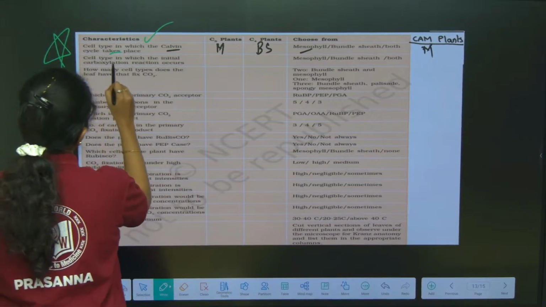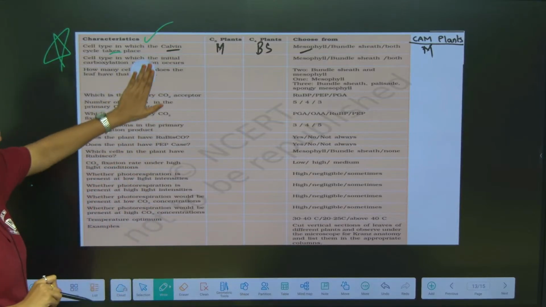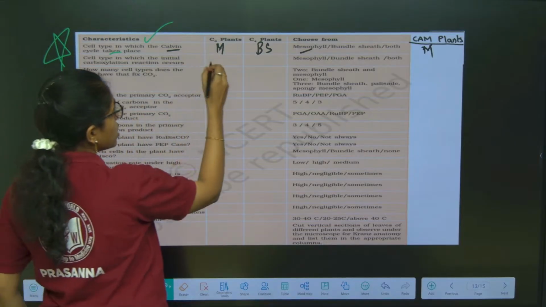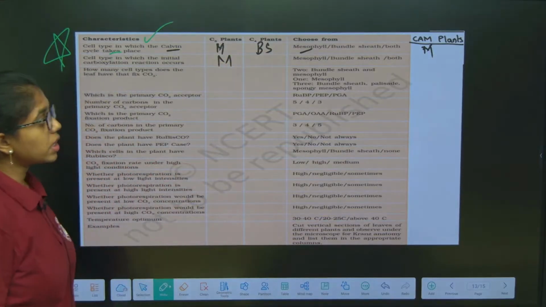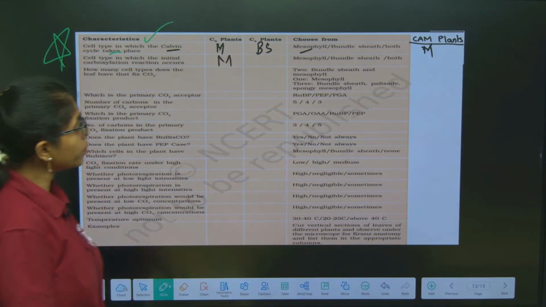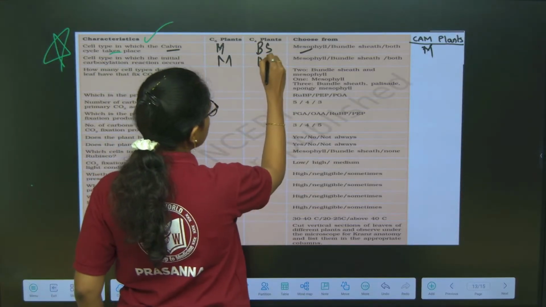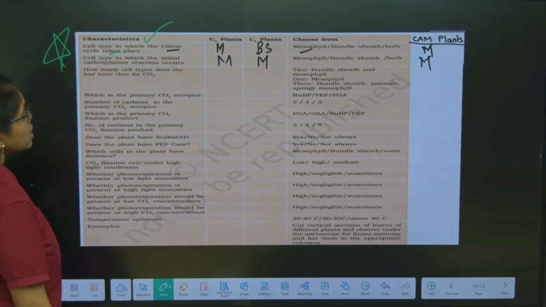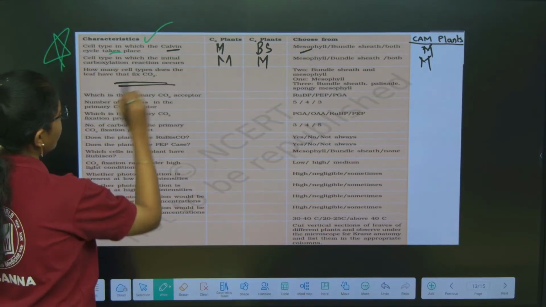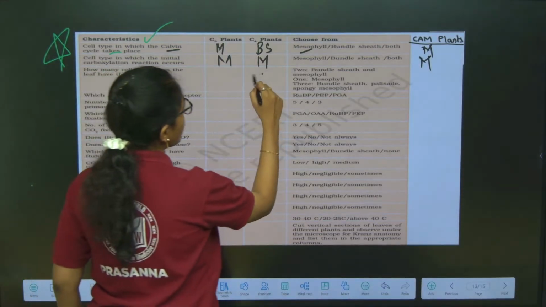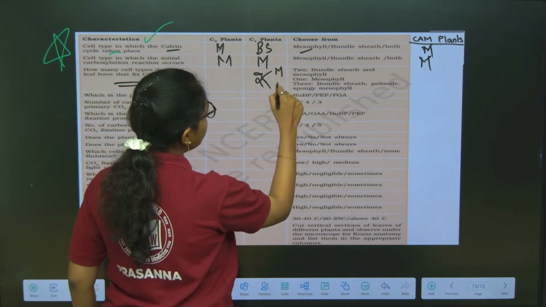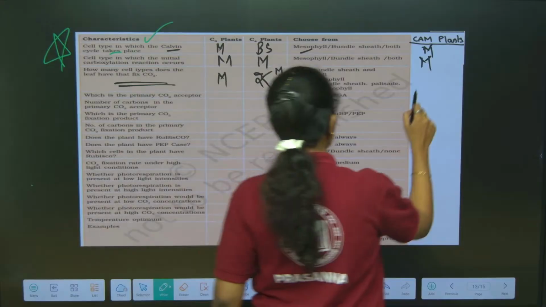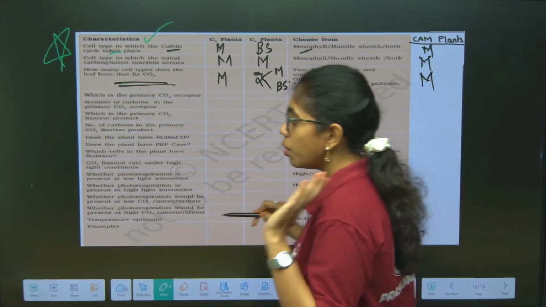Cell type in which the initial carboxylation reaction occurs. Where does the initial carboxylation reaction occur in C3 plants? In mesophyll cells. In C4 plants, where is the initial carboxylation? In C4 plants also it is mesophyll cells, in CAM plants also it is mesophyll cells. How many cell types does the leaf have that fix carbon dioxide? Here it has two cell types, mesophyll cells and bundle sheath cells. Here it has only one cell type, that is mesophyll cell. CAM plants also have only one cell type, that is mesophyll cell.